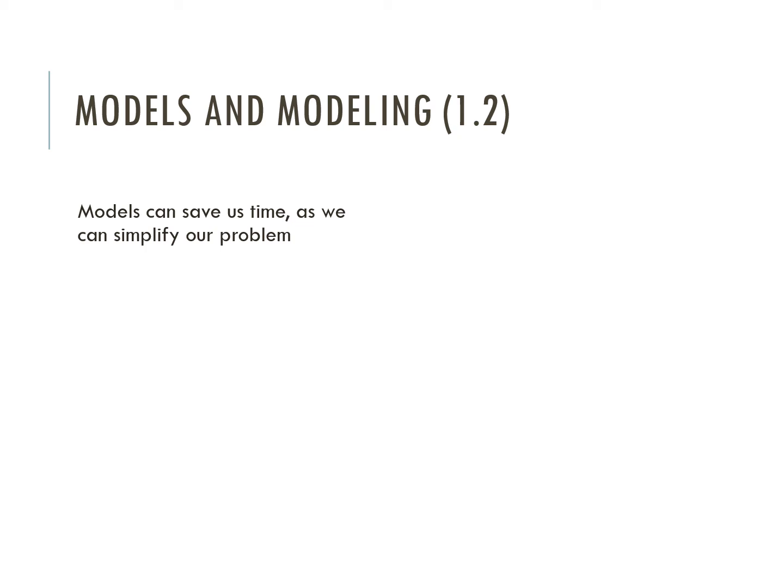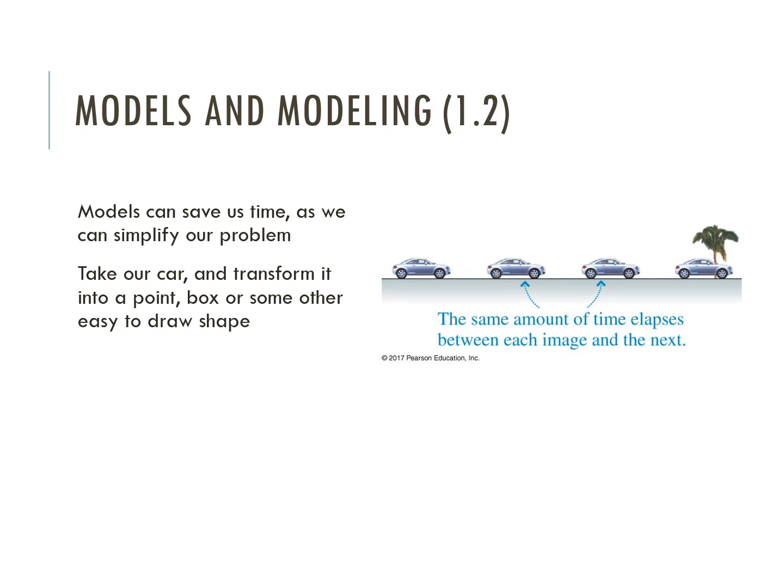A model is something that can save us a lot of time, as we can really simplify our problem. For example, let's take this car and transform it into some easy to draw shape. Now, I know there are varying levels of art skills in this class. I'm going to tell you 100% if I have to draw a car, it looks something like this every single time, and that takes a lot of time. I don't want to have to keep drawing this every single time I need to draw a car. I'll draw it if I only need to draw it once, but if I'm drawing the same shape over and over, drawing a point is a whole lot easier.